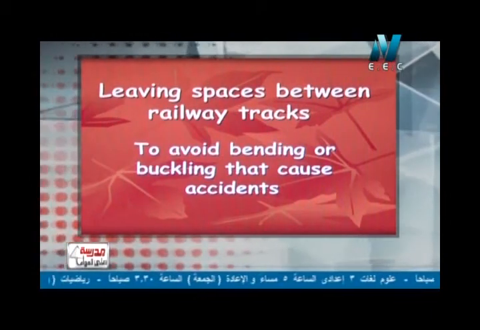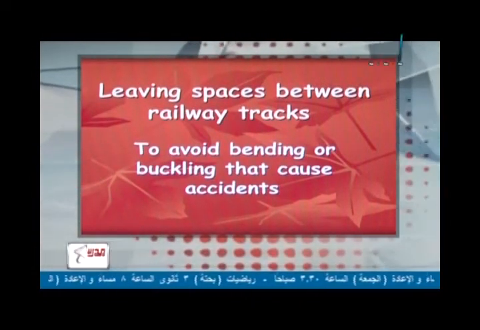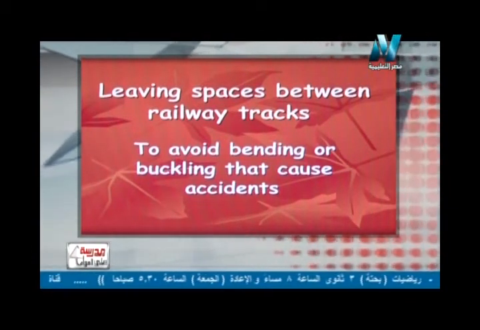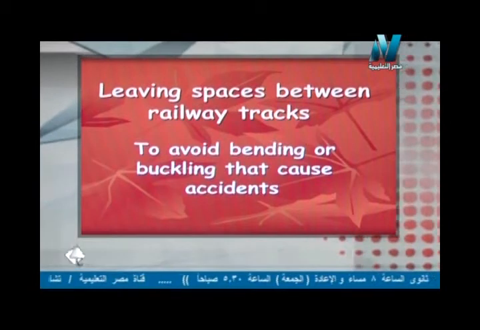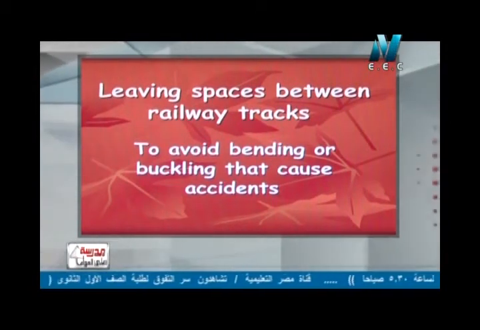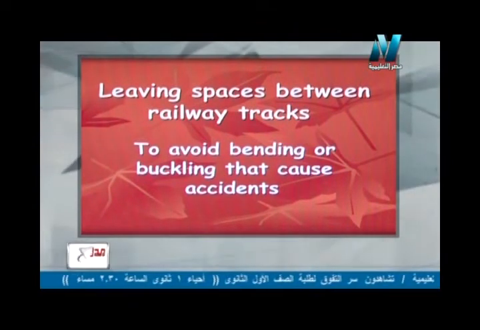You know that railway tracks are made of iron, and iron is a metal that expands by heating and contracts by cooling. So we must leave space between the railway tracks. Why? Give reason: to avoid bending or buckling that causes accidents.